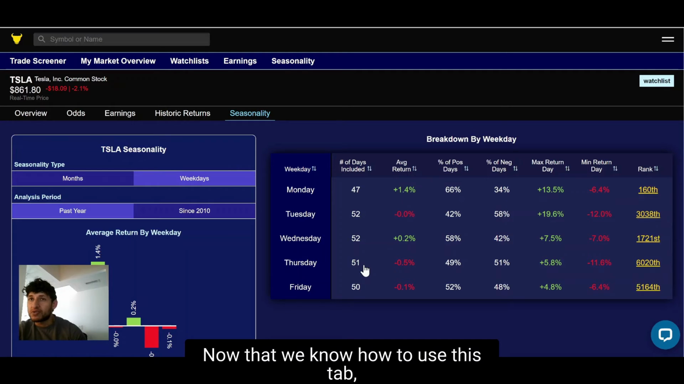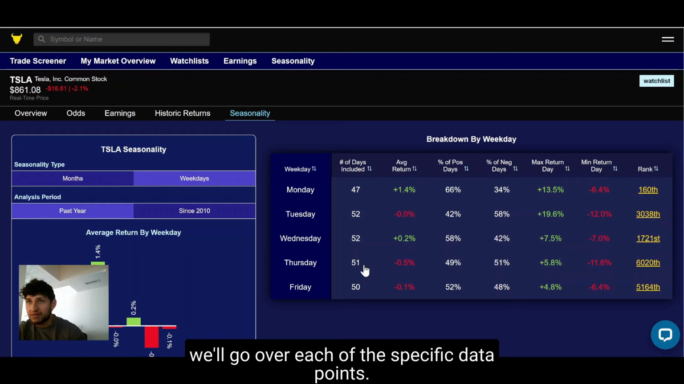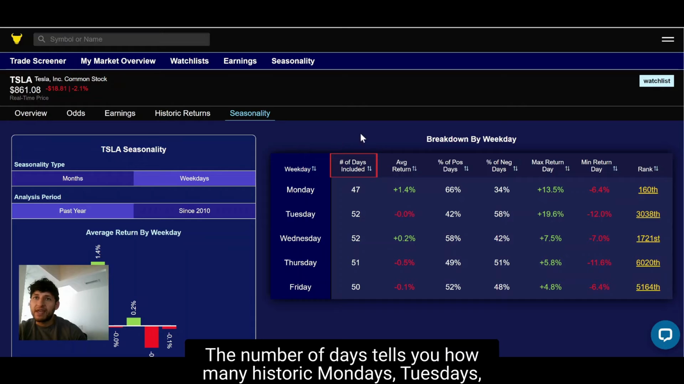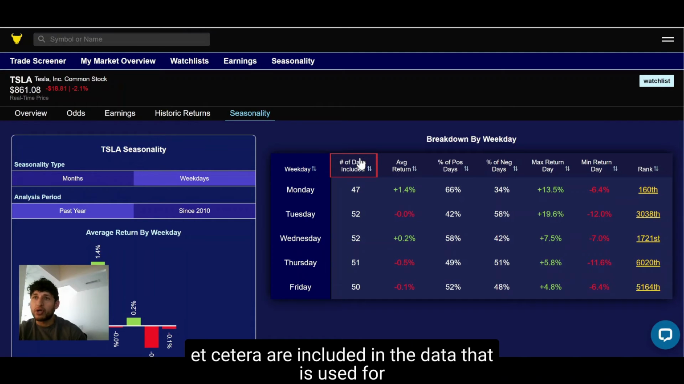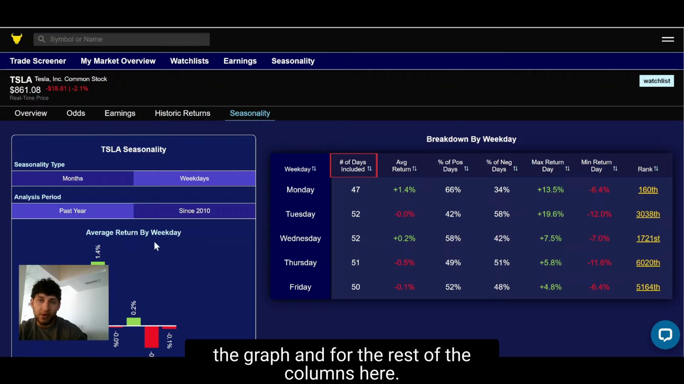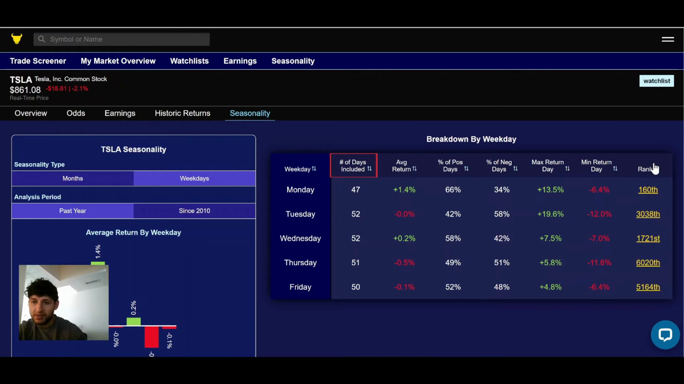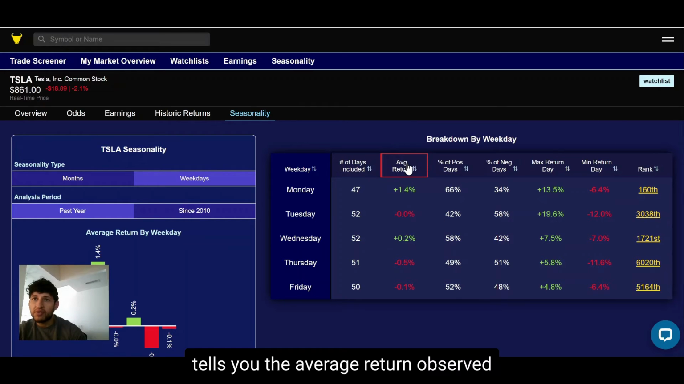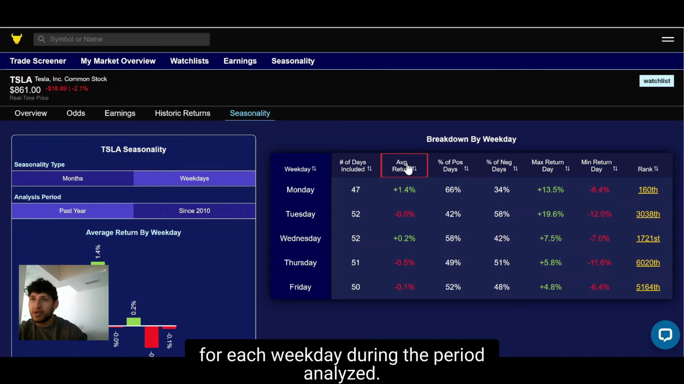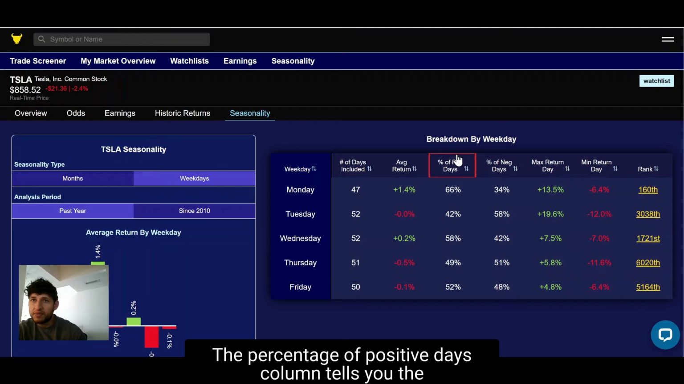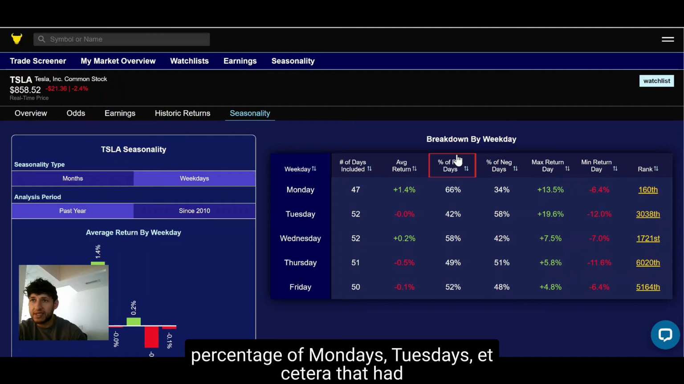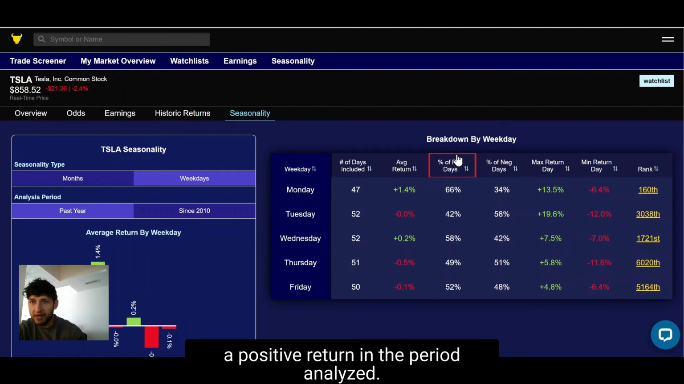Now that we know how to use this tab, we'll go over each of the specific data points. The number of days tells you how many historic Mondays, Tuesdays, etc. are included in the data that is used for the graph and for the rest of the columns here. The average return column tells you the average return observed for each weekday during the period analyzed. The percentage of positive days column tells you the percentage of Mondays, Tuesdays, etc. that had a positive return in the period analyzed.